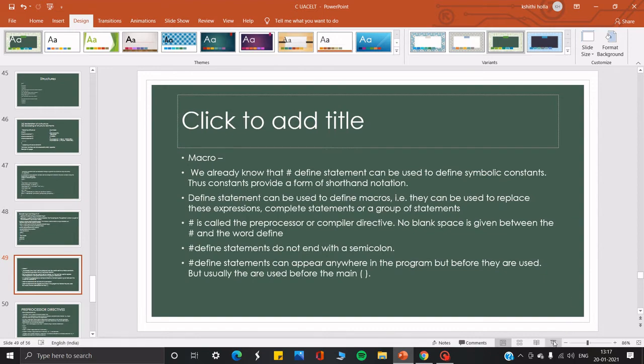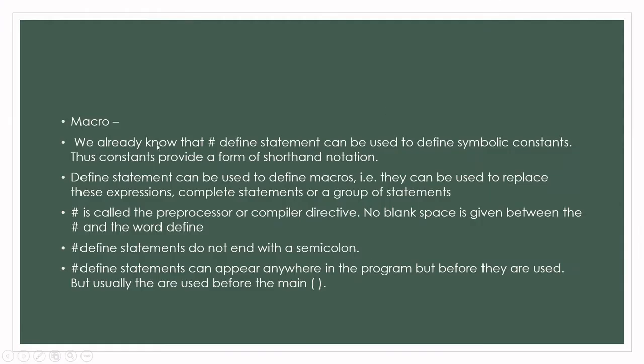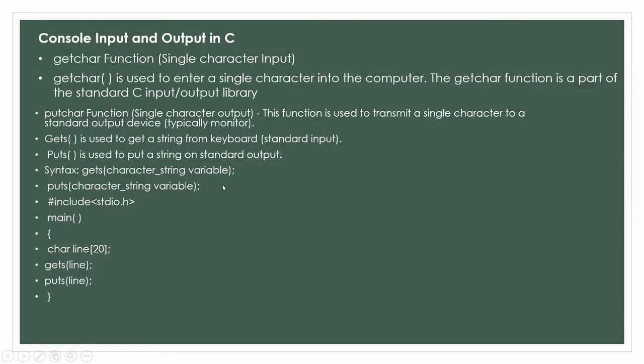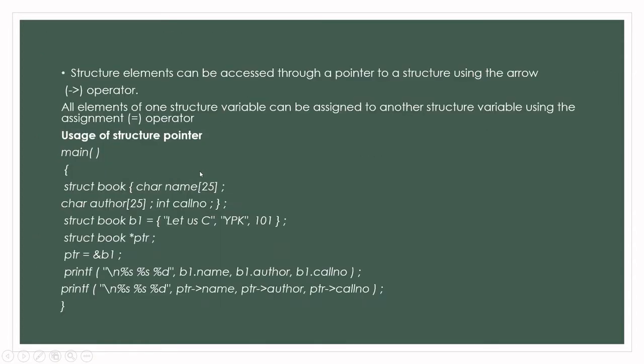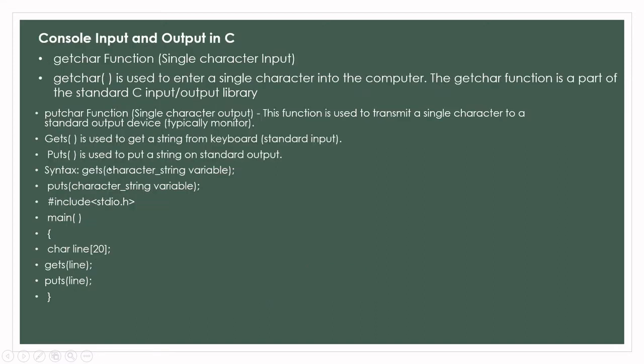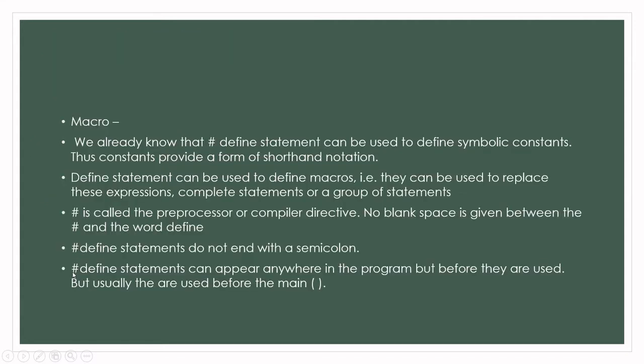And then this is preprocessor macro. There are so many preprocessor macros. Okay, structure pointer. In case of a pointer, in order to access a member, you must use the arrow mark. Over here, console input and output. So getchar is a single character input. It's used to enter a single character into the computer. It's part of the library. And then gets is used to get a string. Puts is used to output a string on the output screen. So these are program implementations.